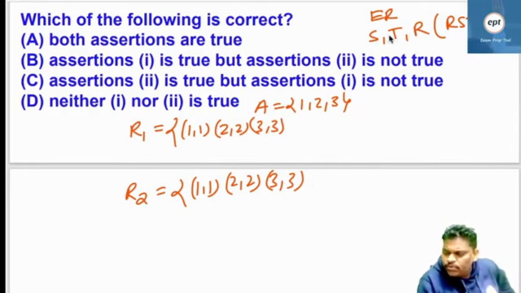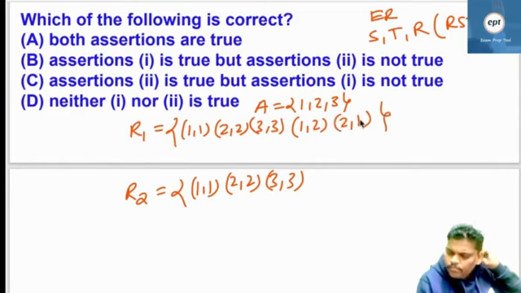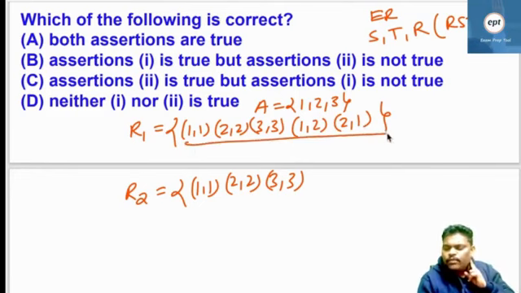Reflexive, transitive, and one more thing is symmetric. Now see, everyone. 1, 2, reverse is 2, 1. If you observe clearly, reflexive is already there. Symmetric is also there, because 1, 1 reverse is 1, 1. 2, 2 reverse is 2, 2. 1, 2 reverse 2, 1. 2, 1 reverse is 1, 2. So reflexive is there, symmetric is there.